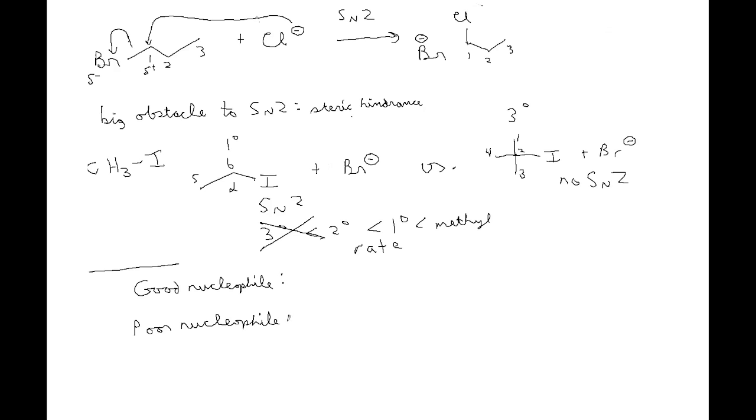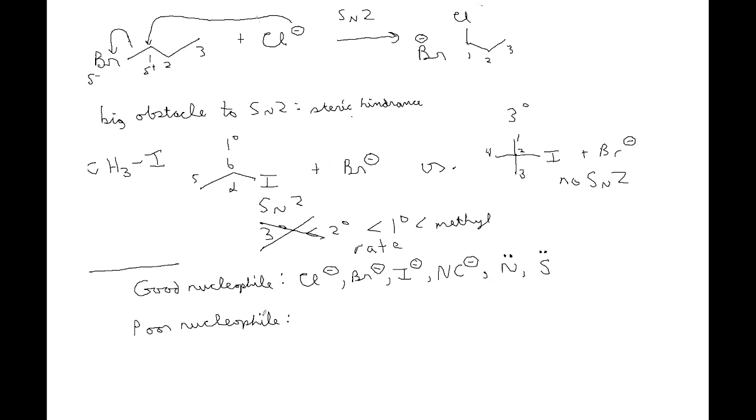What would be a good nucleophile? Well, we know that one thing that makes something a good nucleophile is a negative charge. So, for example, these would tend to be good nucleophiles. Here's something else that has a negative charge that's a good nucleophile. On the other hand, there are some things that are neutral that are still good nucleophiles. For example, a neutral nitrogen with a lone pair is still a good nucleophile. Or say a neutral sulfur with a lone pair is still a good nucleophile.